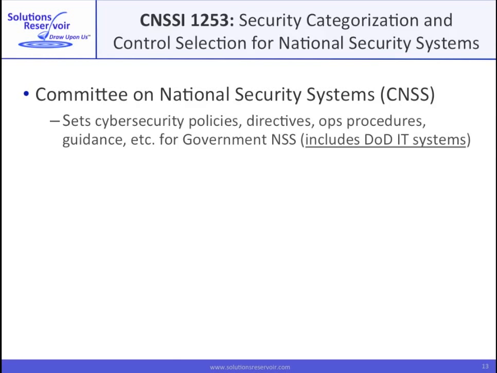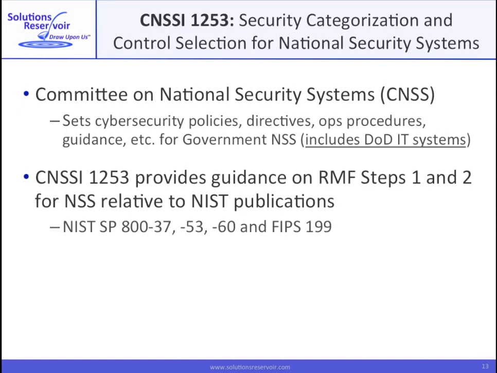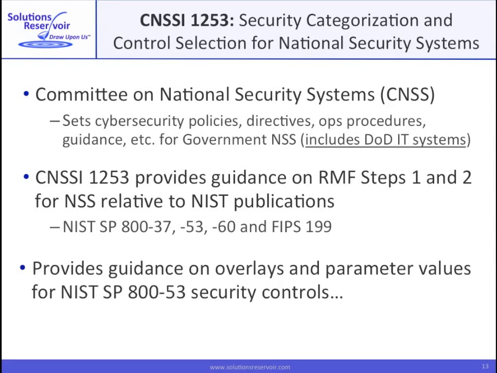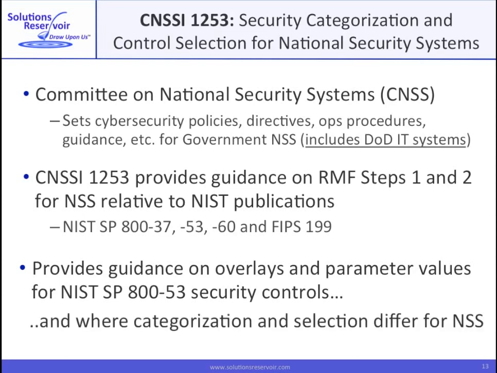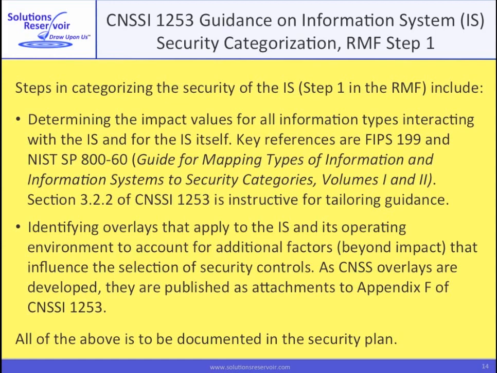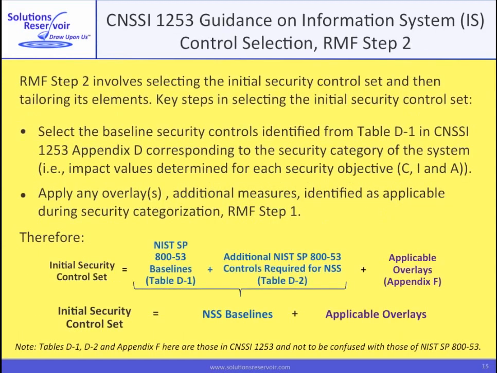The Committee on National Security Systems looks out for the cybersecurity concerns for government NSS. As noted, their Instruction 1253, Security Categorization and Control Selection for NSS, provides guidance on RMF steps 1 and 2 for NSS. The NIST publications are more fundamental, so 1253 provides guidance on overlays and specifies values for open parameters, and where categorization and control selections for NSS diverge from non-NSS. The two reference slides coming up pertain to 1253's guidance in RMF steps 1 and 2. Then we'll talk about some of 1253's differences with NIST. For step 1, for step 2.